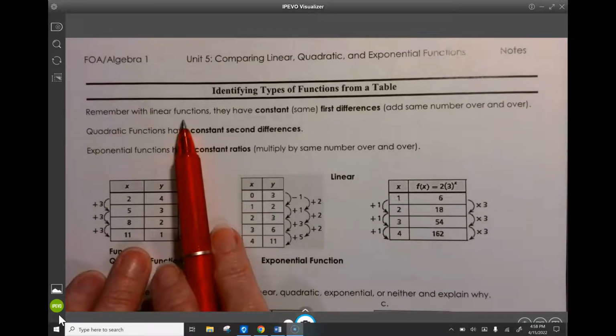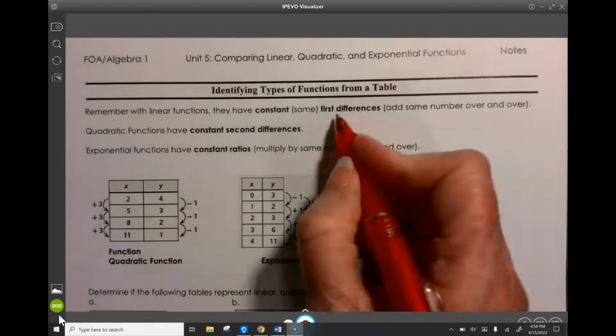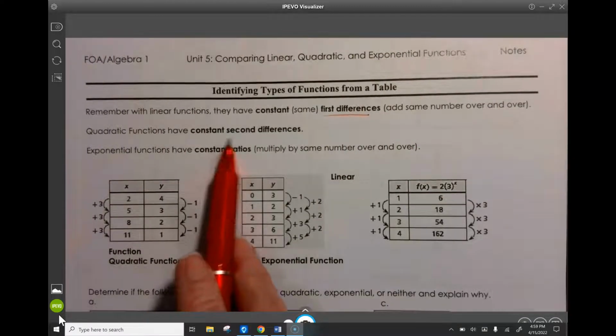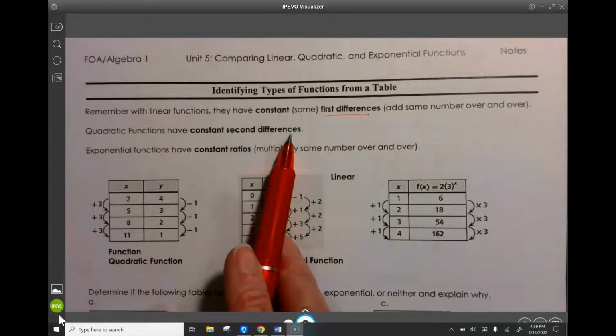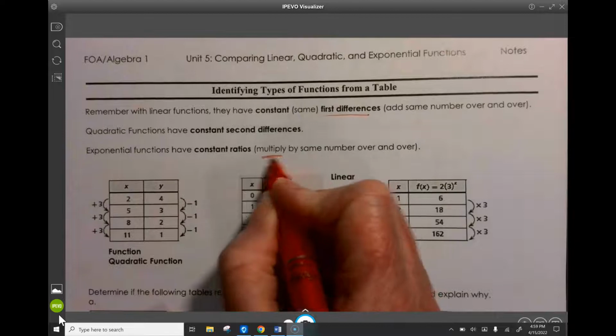So we have the linear equations, and we have a constant first difference, and that's going to be important when we're talking about the table. For a quadratic, the constant is the second difference, and I'll explain. And then the exponential has a constant ratio, so you're going to multiply.